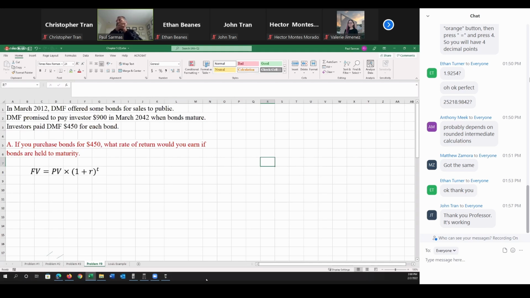In March 2012, you bought some bonds for $450. The company offers to sell some bonds to the public. The company promises to pay investors $900 in March 2042 when the bonds mature. The investors paid $450 for each bond when they bought them. If you purchase the bond for $450, what is your rate of return?